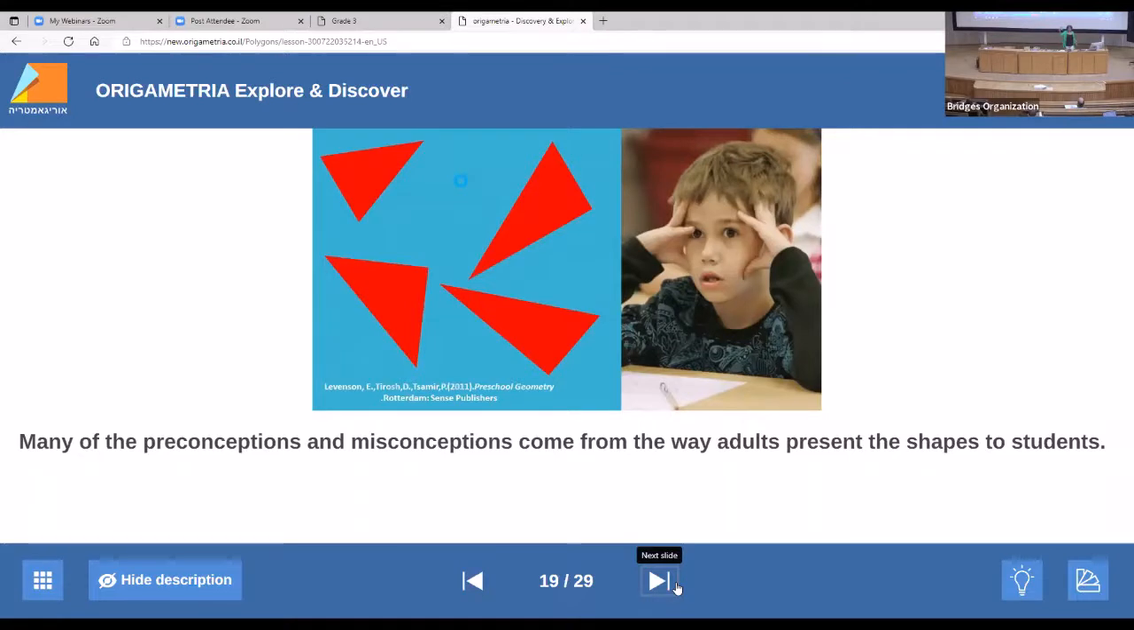But how we teach them in Origametria, we say, okay, we don't ask them if this is a triangle. We ask them, can you count how many sides you have? How many vertices you have? Then they understand the shape by investigating the shape and not by memorizing.